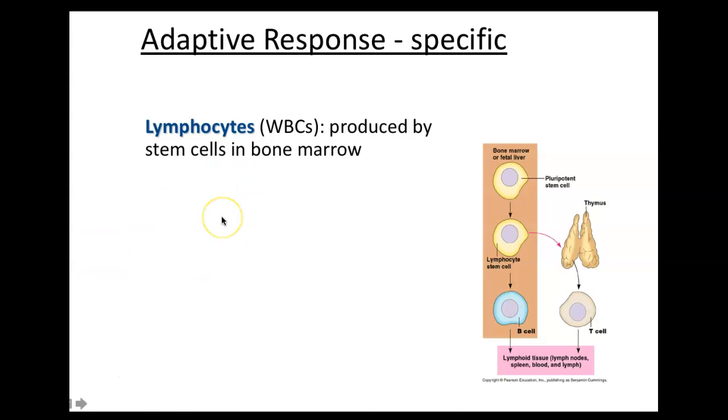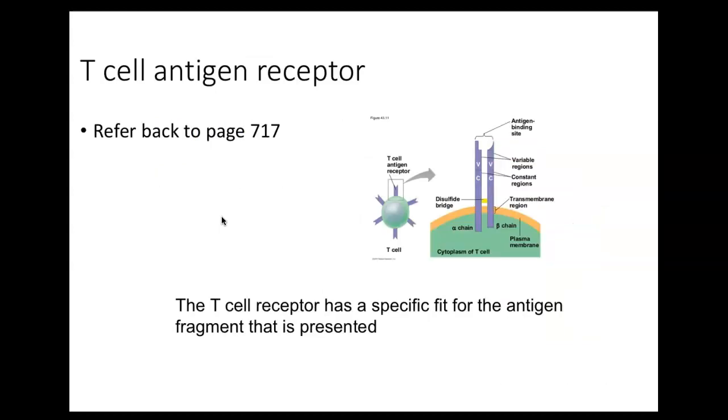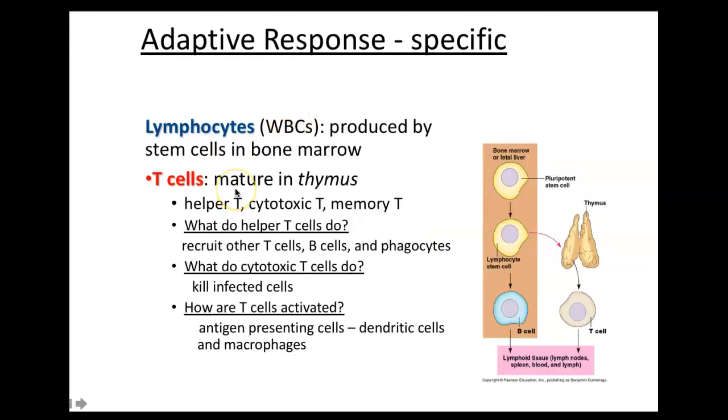And so what we have, the players that are involved in the adaptive response are T cells and B cells. T cells, there's 3 types: helper, cytotoxic, and memory. And I don't know if you guys remember us drawing that diagram with all the arrows, just showing like the domino effect and the chain of events that leads to activation of all the different white blood cells. So what helper T cells are going to do is recruit other T cells, B cells, and phagocytes.